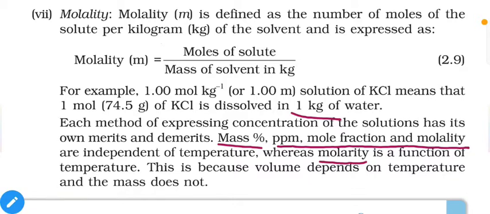Whereas molarity is a function of temperature because molarity depends on volume, and with temperature volumes do change. We know that when we heat some solid compounds, usually they expand, and similarly when we heat gases, they also expand. So because of that, volume changes with temperature, and that's why molarity also changes with temperature. This is because volume depends on temperature and mass does not.